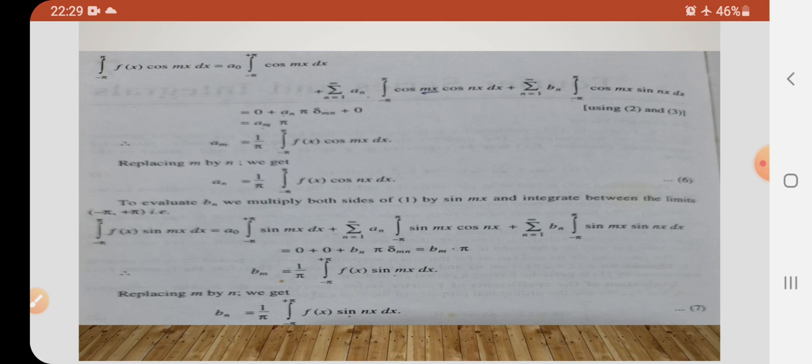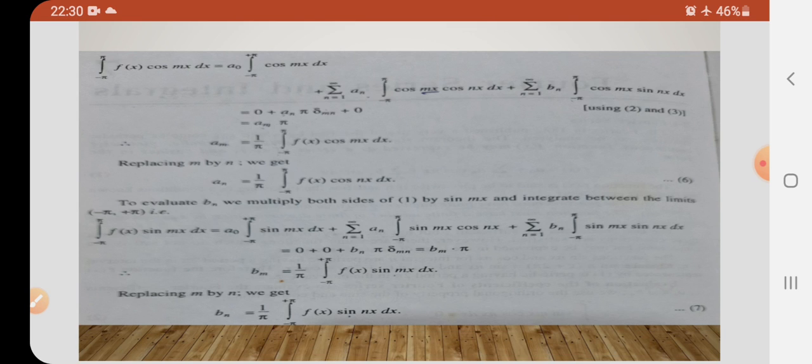Here in this equation we have put m equals n, so we write a_m equals 1 upon pi, integral from minus pi to pi, f(x) cos mx dx. Replacing m by n, we get a_n equals 1 upon pi, integral from minus pi to pi, f(x) cos nx dx. This is our coefficient a_n.